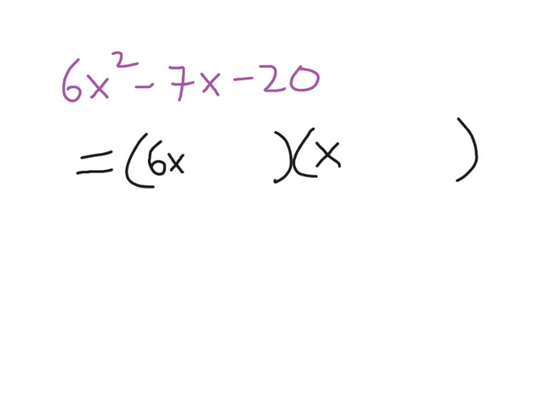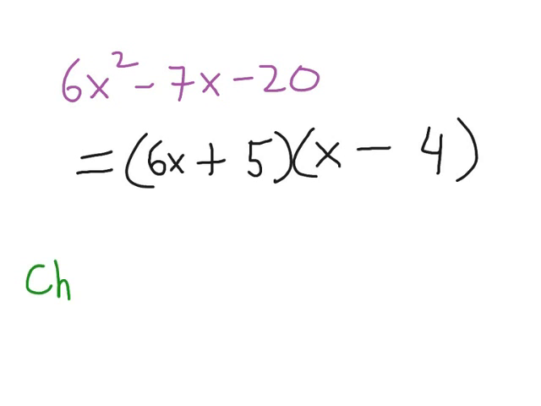Then on the end, you need to get 20. To get 20, you can use 1 and 20, you can use 2 and 10, or you can use 4 and 5. Which one's the right one? Again, there's really no way to know. I'm going to take a guess. I'm going to put a 5 here and a 4 there. And then I need it to be a minus 20, so I know one of these has to be positive, one of them has to be negative. Again, I don't know which one. I'm going to take a guess. I'll put a positive there and a negative there. Is that the right answer?